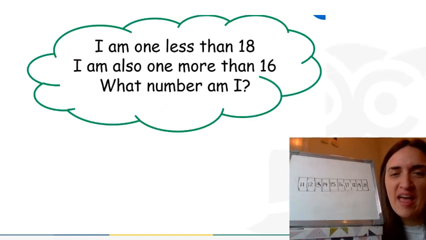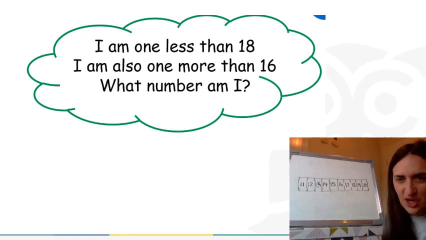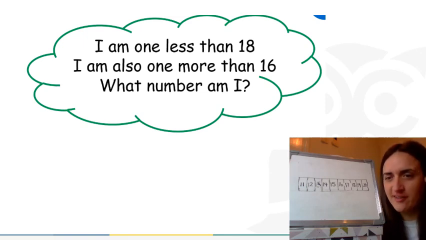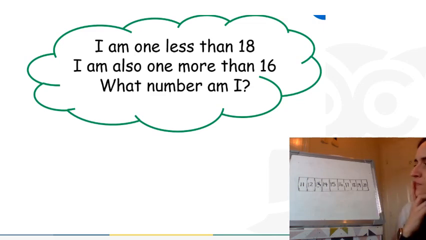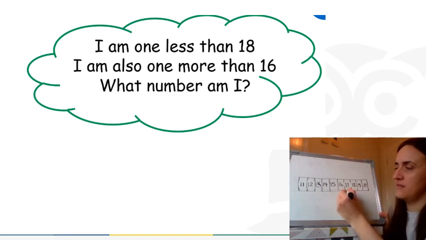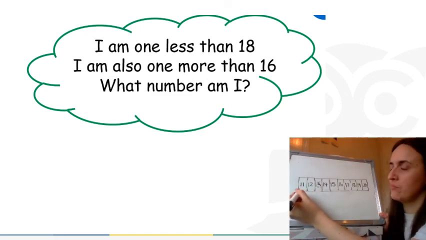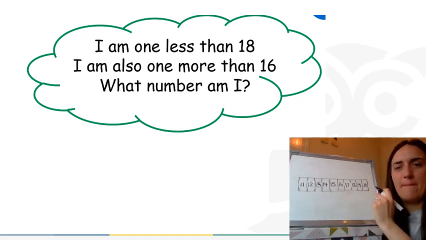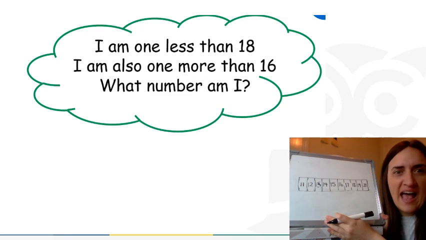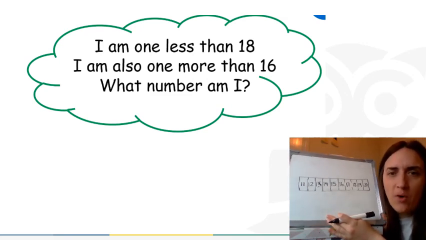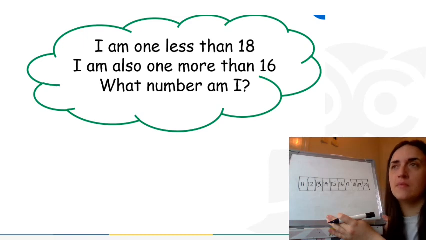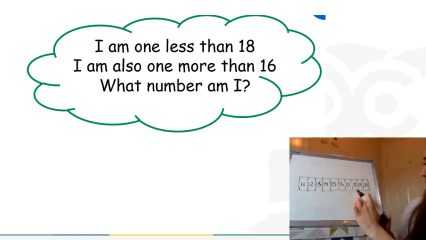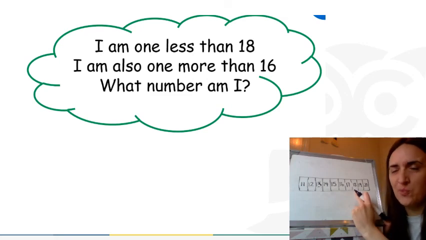Oh, challenge time. Get your thinking brains ready. Engage your brain. Beep, beep. Turn it on. I am 1 less than 18. So it's got to be a number that's less than 18. Can't be 19 or 20 because they're bigger than 18. Okay. I am also 1 more than 16. Okay, so it's got to be less than 18 but more than 16. What number am I?